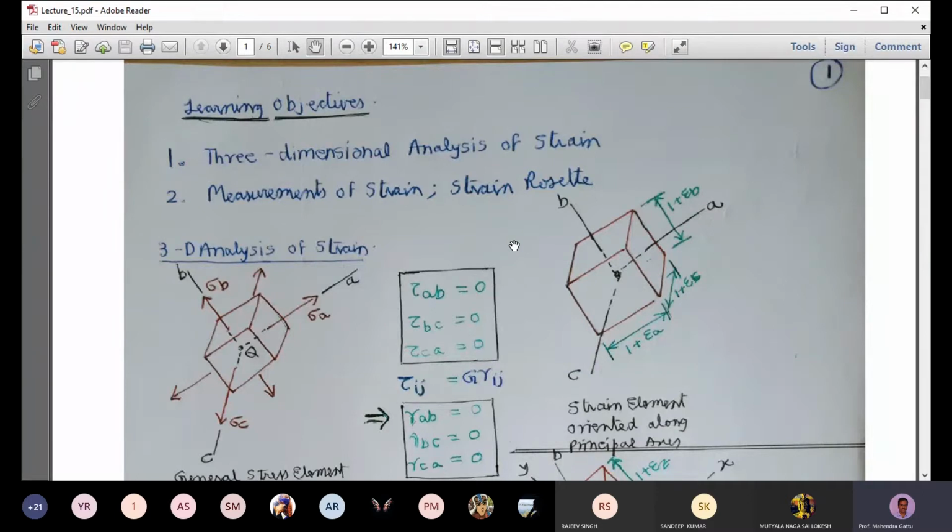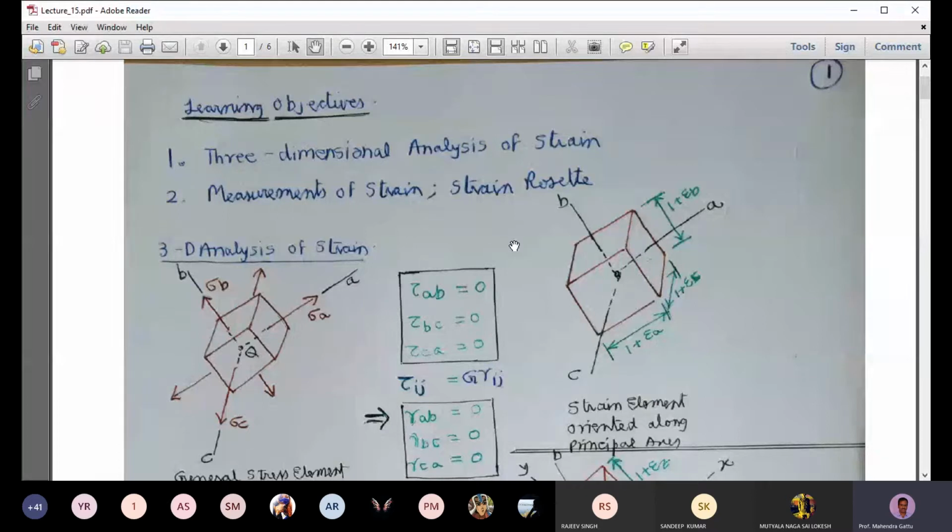We also learnt how to draw the Mohr circle for plane strain, and how to relate the strains in one coordinate system to strains in another, rotated coordinate system. After that, we solved some examples. So in today's class, we'll discuss the 3D analysis of strain.